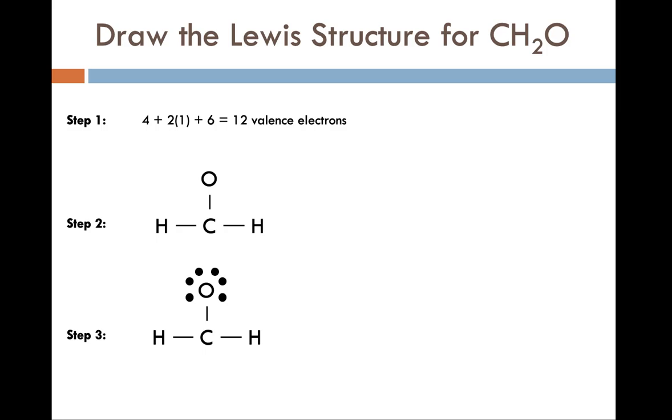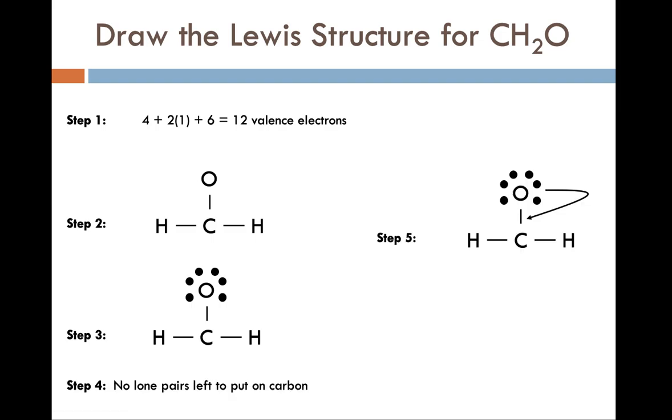The carbon doesn't have an octet, and we don't have any leftover valence electrons from what we started with to give it an octet. So in these cases, we're going to make a multiple bond where we can take a lone pair of electrons off the oxygen and add it to the carbon. So here we have a lone pair of electrons. We're going to move it and make an additional bond from the oxygen to the carbon. And now we have a Lewis structure that looks like this.